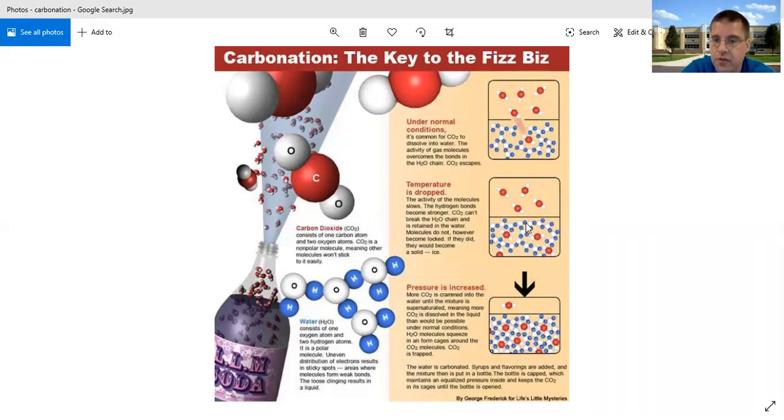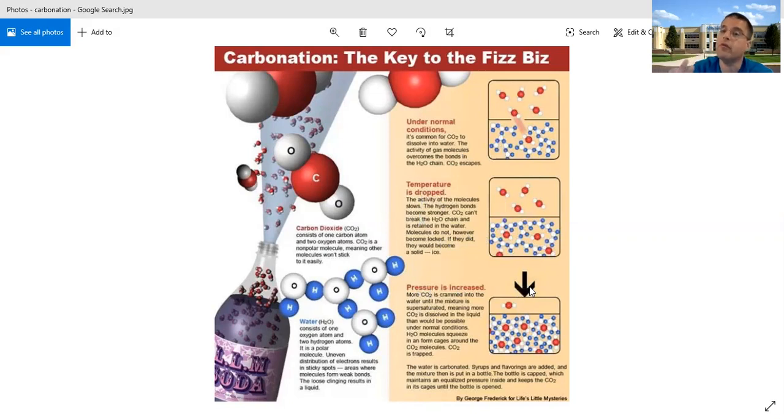So you want to drop the temperature. That's one way. When they make the soda, to keep the CO2 in there, it still is going to escape, just not as rapidly. But they're going to drop the temperature first to slow it down. Okay. Then what they do is, check this out, they increase the pressure.